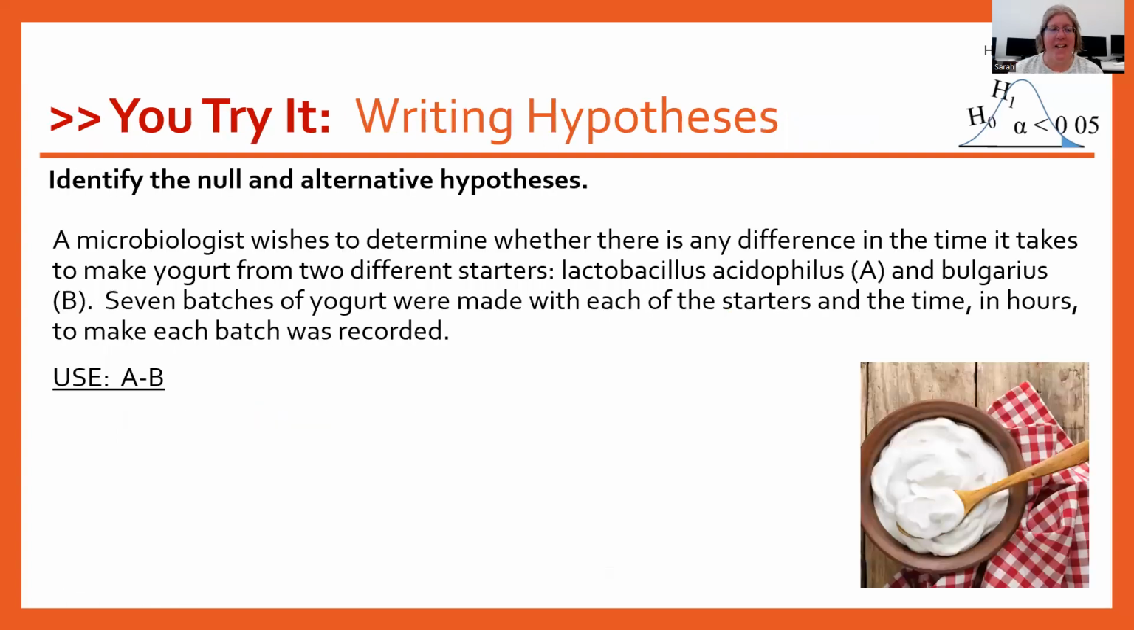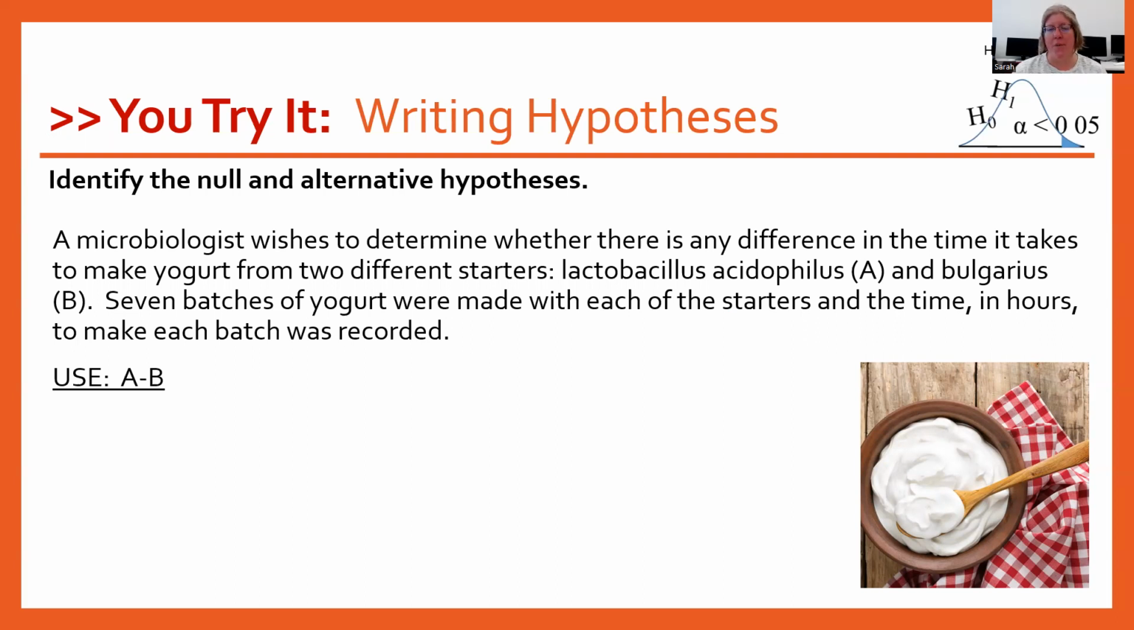All right, so let's look at an example. A microbiologist wishes to determine whether there is any difference in the time it takes to make yogurt from 2 different starters. So we have a starter that we're going to abbreviate with the letter A because I can't pronounce that word, and then one that we're going to abbreviate with the letter B. So 2 different starters. 7 batches of yogurt were made with each of these starters, and the time in hours to make each batch was recorded. So we do have 2 separate and distinct groups.